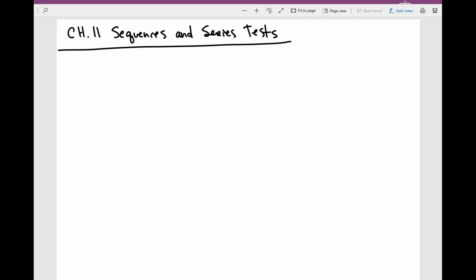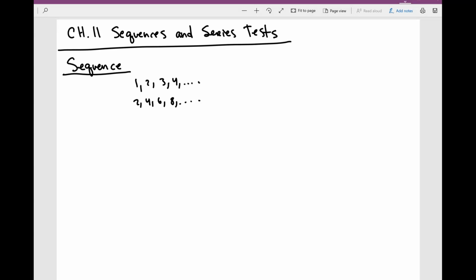This is going to be chapter 11, sequences and series tests. So let's first start off by defining what a sequence is. A sequence is just some sort of list of numbers that might follow some sort of pattern. If you think of 1, 2, 3, and 4, this is a sequence. You can think of 2, 4, 6, 8 as another sequence. So we have this sequence of numbers.